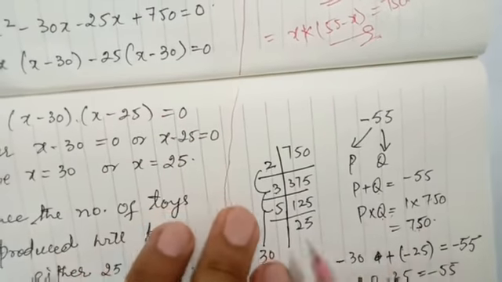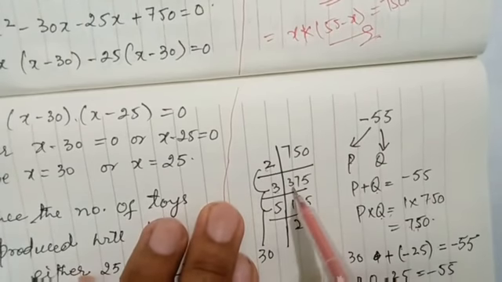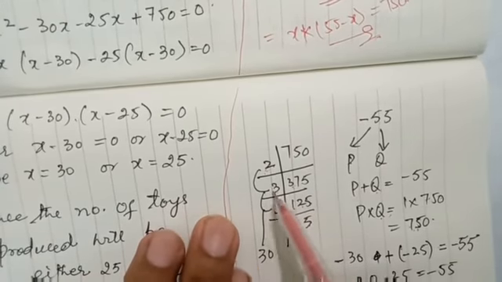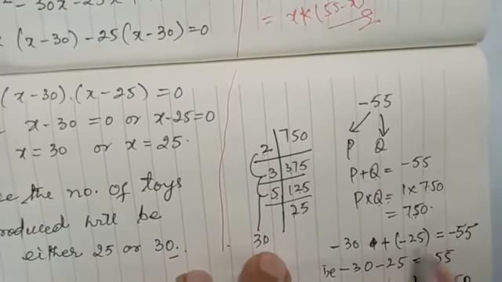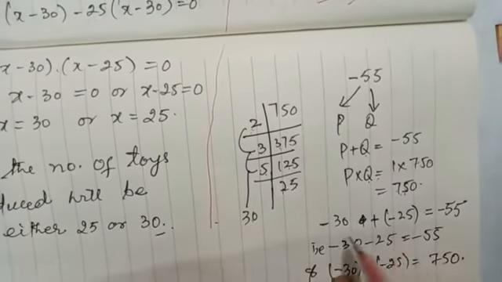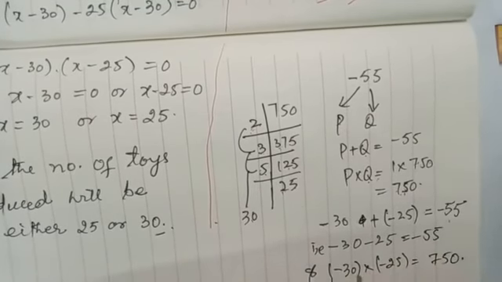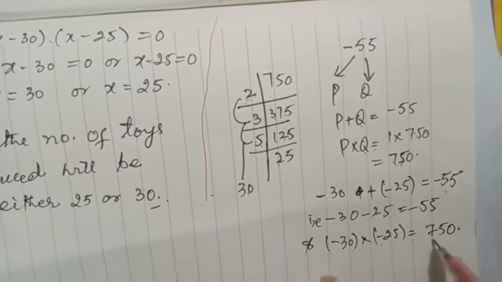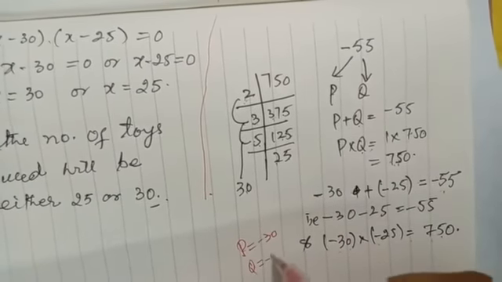Now I will write here the prime factorization of 750. First I will divide with 2, I will get quotient 375, then with 3 I will get quotient 125, then with 5 I will get quotient 25. Now see, 2 3s are 6, 5s are 30. So I can write minus 30 and minus 25. If I add up these two terms, I will get minus 55. If I take the product of the two numbers minus 30 and minus 25, I will get 750. So p is minus 30 and q is minus 25.